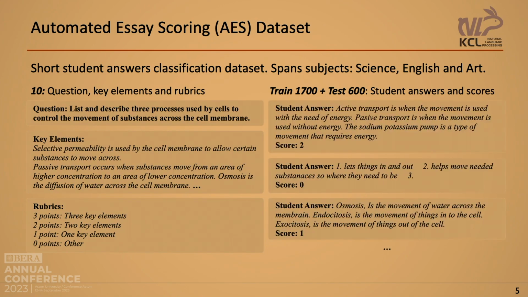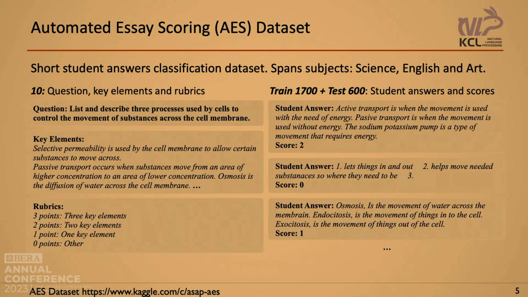Before I step into some classification results, I will first introduce the dataset we use. The dataset we experiment with is an automated essay scoring, AES, dataset, which is one of the publicly available classification datasets that has been popularly used for designing various student answer scoring systems. It contains 10 different questions, making 10 subsets, and spans subjects like science, biology, English, and art.